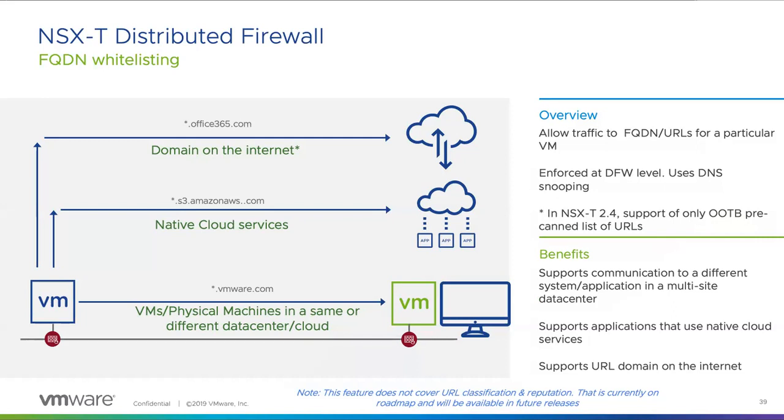Today there is no category capability where we're going to say business services or sports services or whatever. Those are coming in future releases. Today in NSX-T 2.4 and 2.5, we have support of an out-of-the-box pre-canned list of URLs. Again, this is expanding to offer even custom URLs in future releases. And built into 2.4 and 2.5, there's no support for service classification for these third-party URLs or reputation-based services, but that's also coming in future versions.